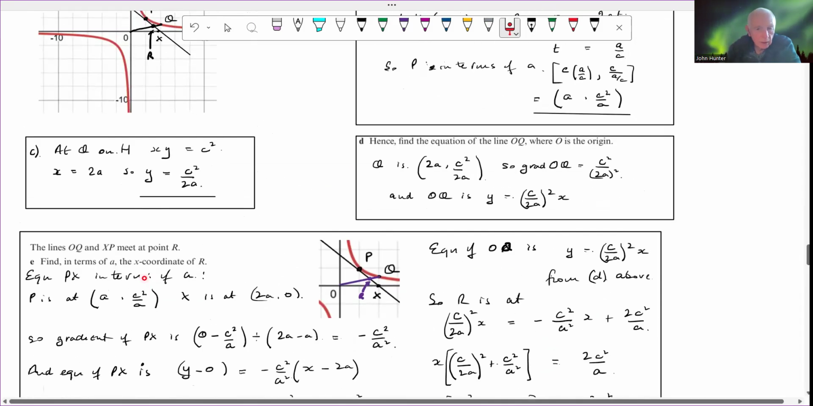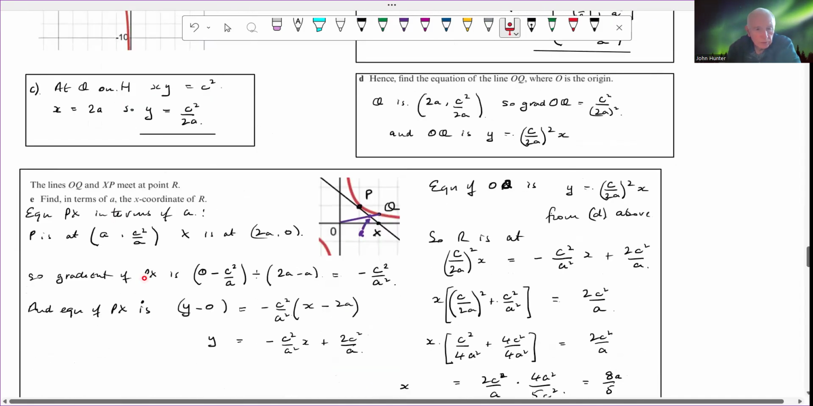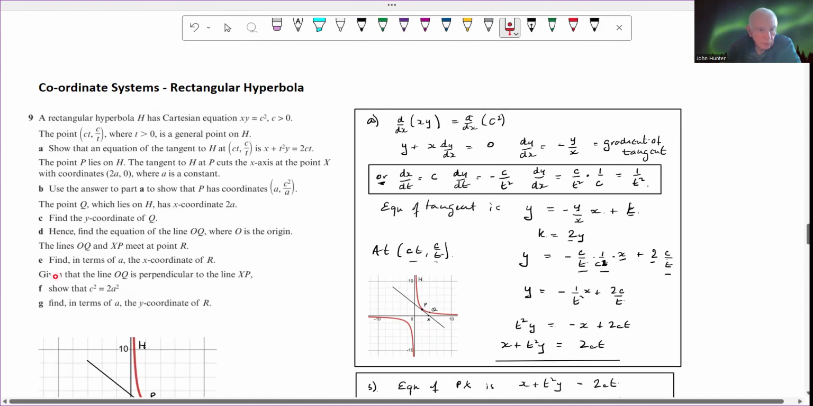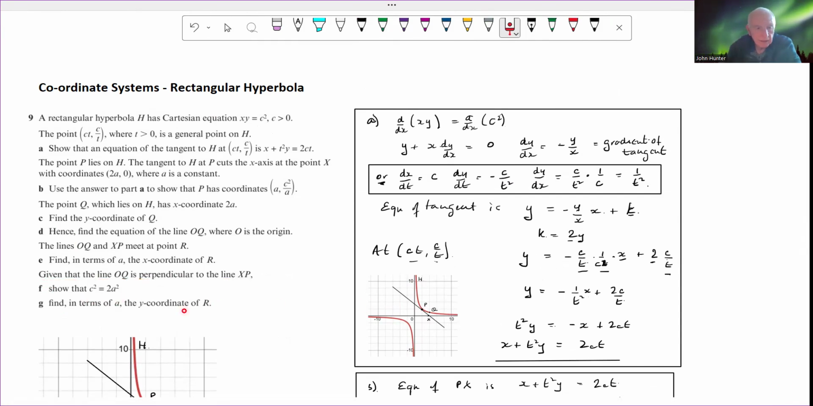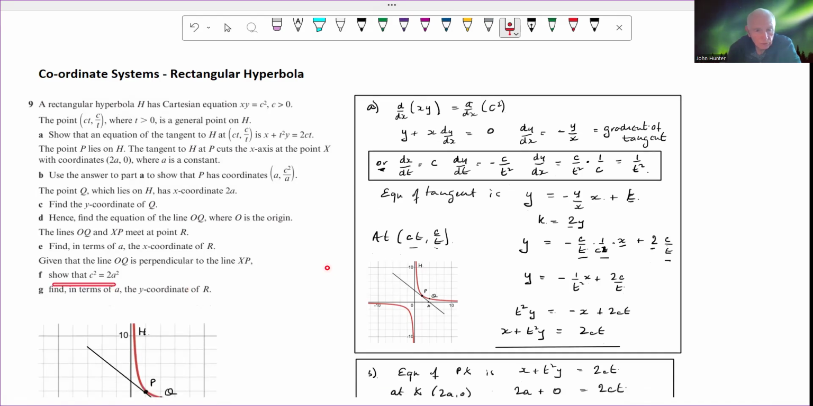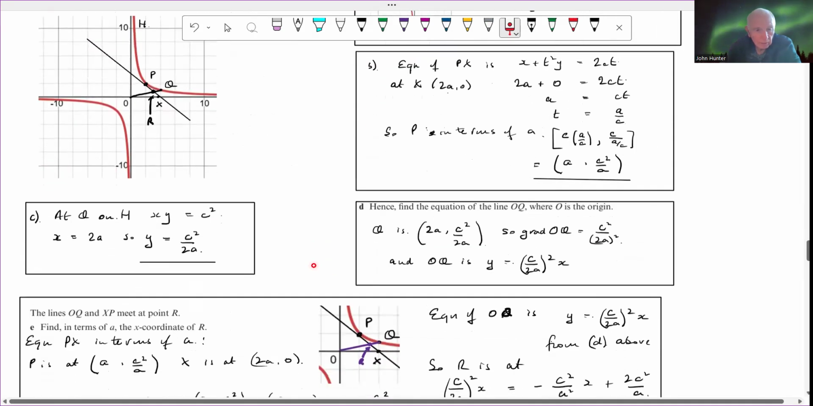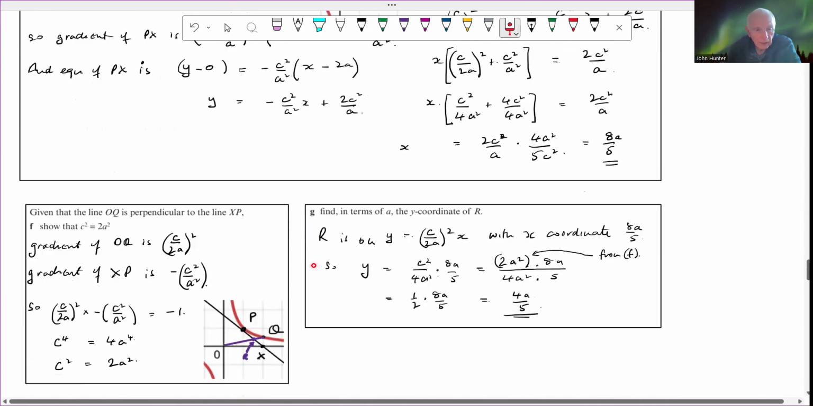Right, so that was part E, so we're going to part F. Given that the line OQ is perpendicular to the line XP, which it doesn't look like in the diagram, does it? But if we drew it with the right parameters, then it would. Show that C squared equals 2A squared. All right, so that's F.